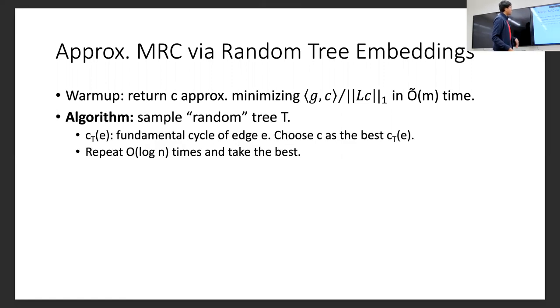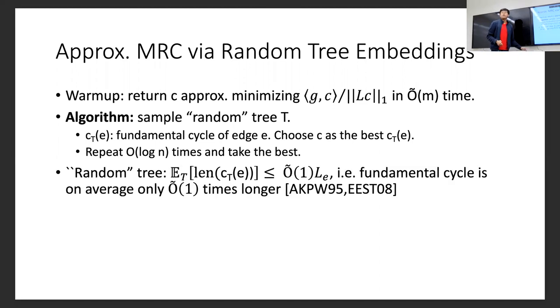So the algorithm is that we're just going to sample a random tree T. The definition of random, I'm going to explain later. When you sample the random tree T, I'm going to look over all fundamental cycles of an edge e. A fundamental cycle of the edge e is: I take e, and then I take the path on the tree that links it up, and that's a cycle. I'm going to check all of those and check that ratio. I'm going to repeat O of log n times and take the best I found. Wait, so here edge e is not in the tree T? Edge e is not in the tree. Yeah, I'm going to check e plus the path, and check all those cycles.